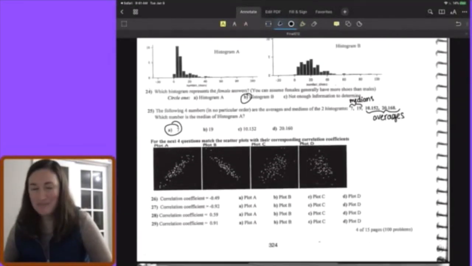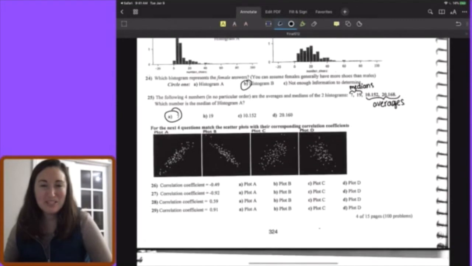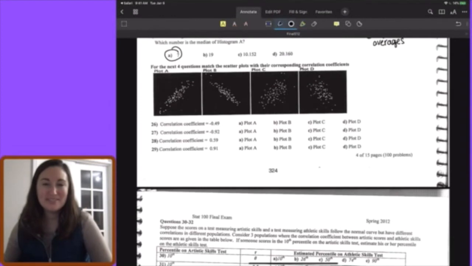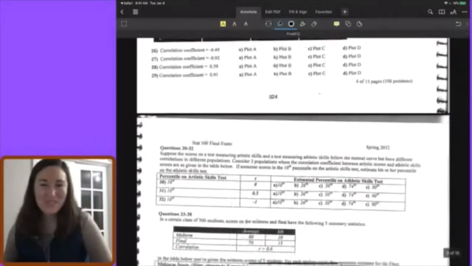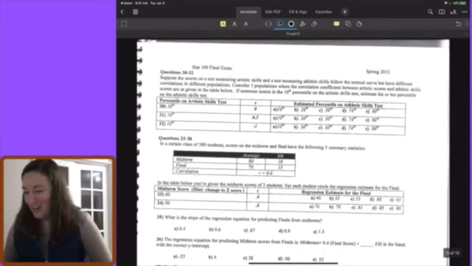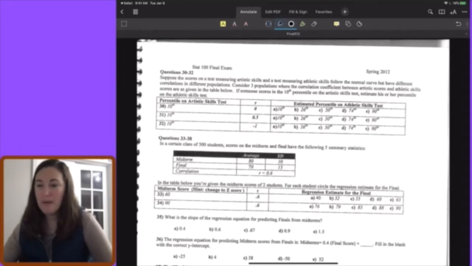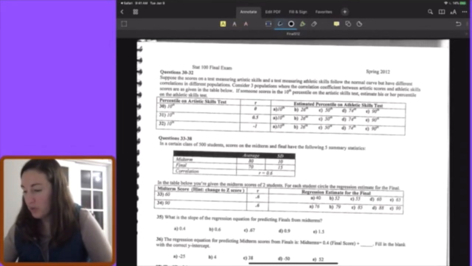The next one, I'm going to skip the next ones. I'm assuming everyone's probably good with this. Correlation coefficient. The stronger the correlation, the closer it is to 1 or -1. Good? Hopefully good. Questions 30 to 32. Ooh, these are interesting. Suppose the scores on a test measuring artistic skills and athletic skills follow the normal curve, but have different correlations in different populations. So it says to consider the 3 populations where the correlation coefficient between artistic scores and athletic skills are given in the table below.